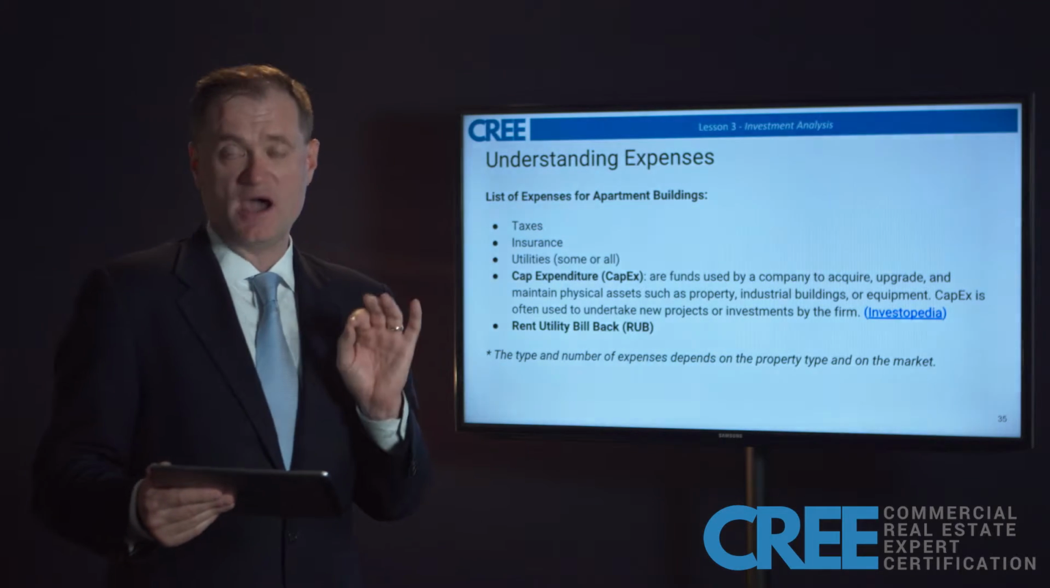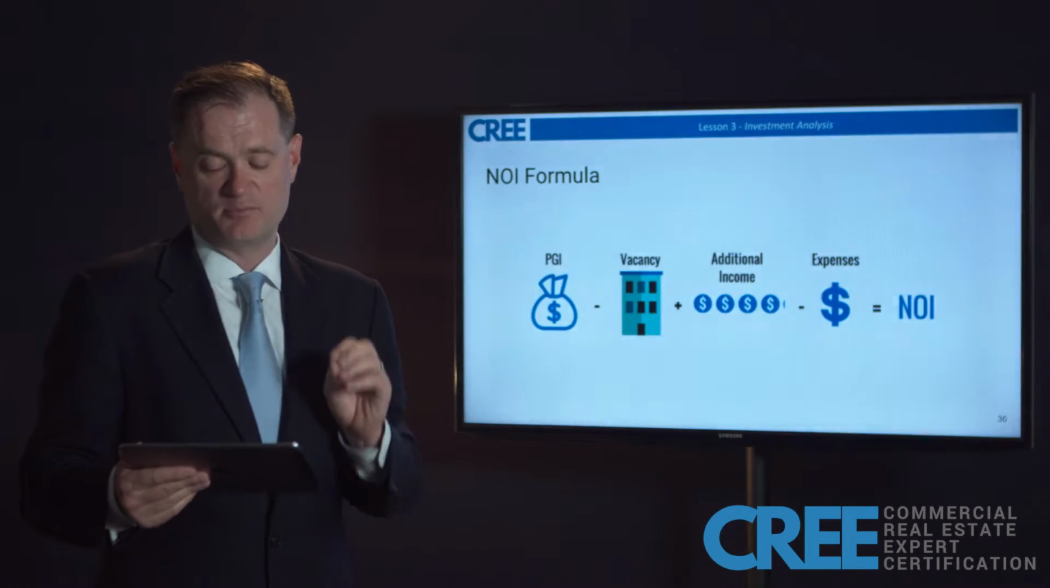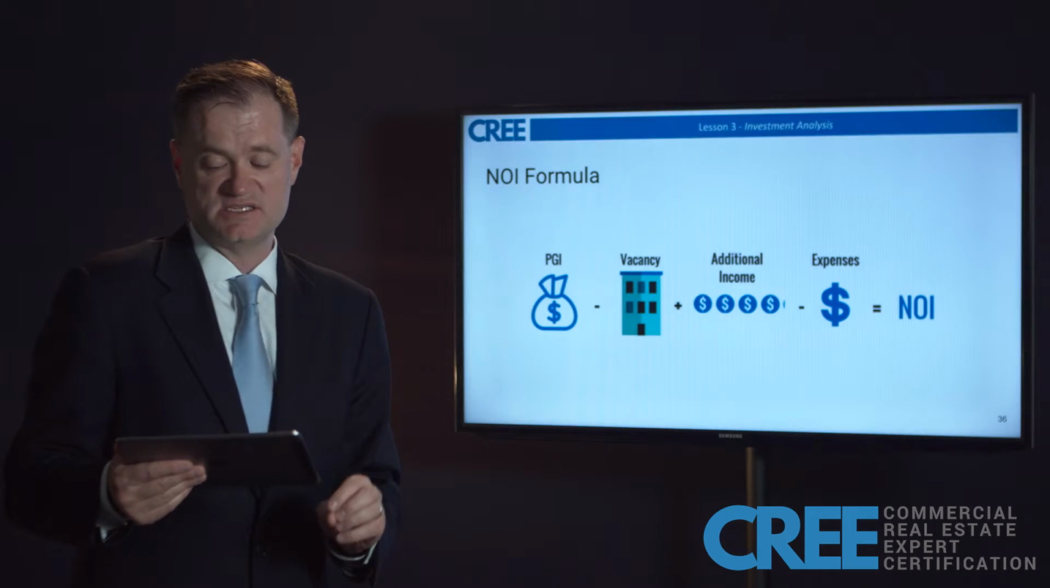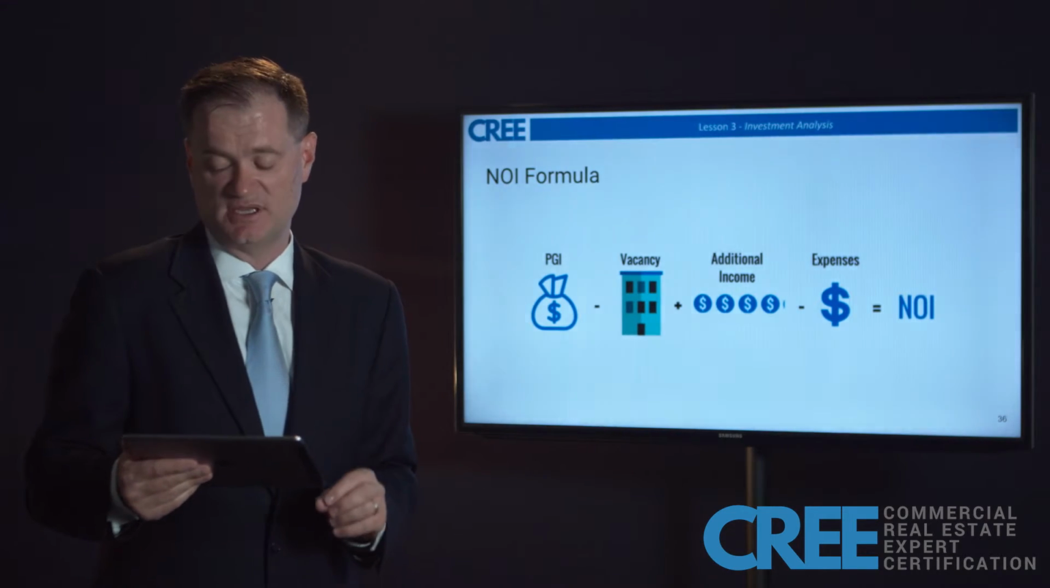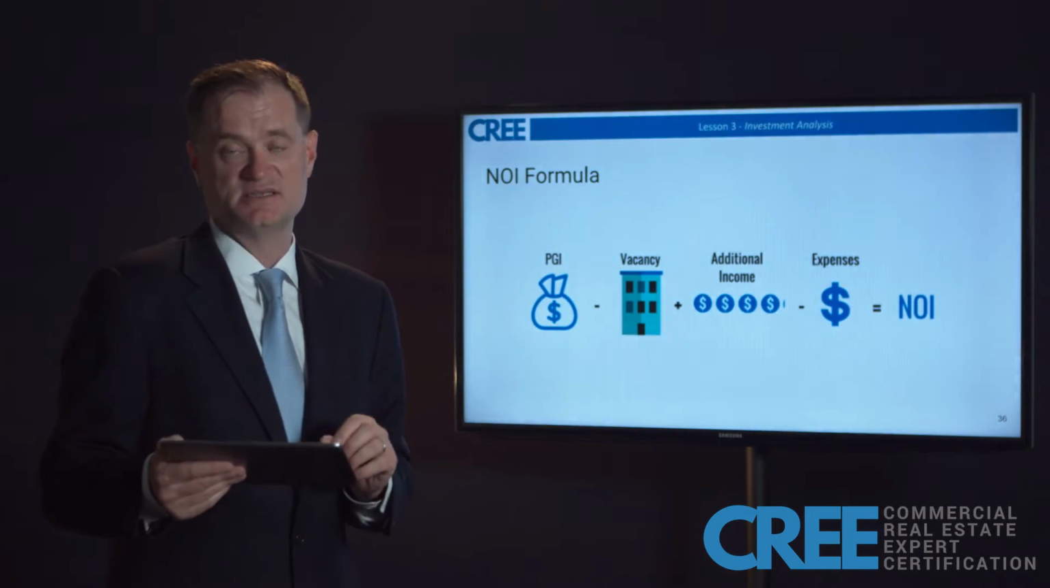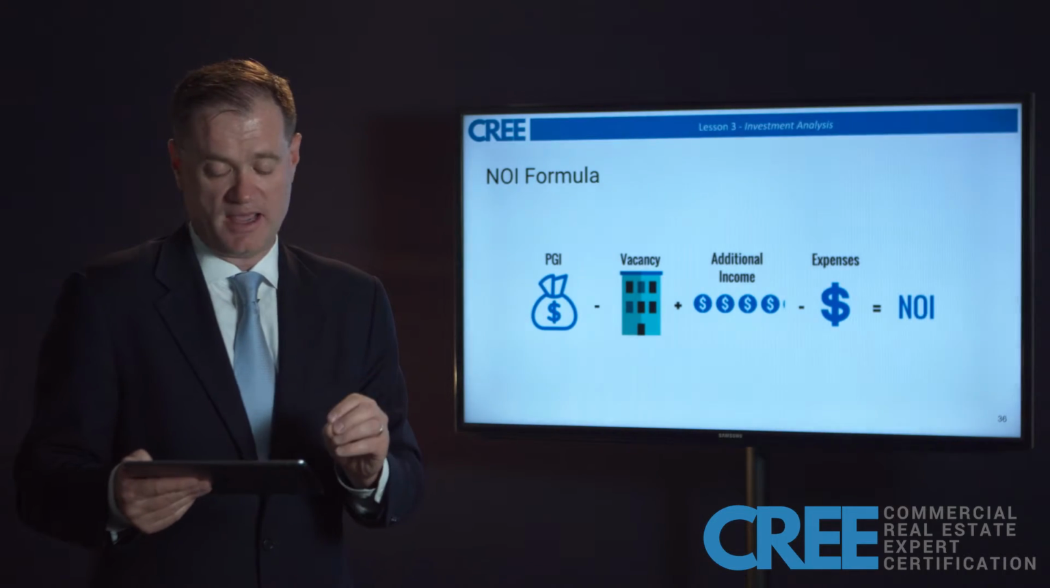Getting back to the NOI formula, can't drive this home enough. Potential gross income minus vacancy plus any additional income minus expenses equals our NOI.